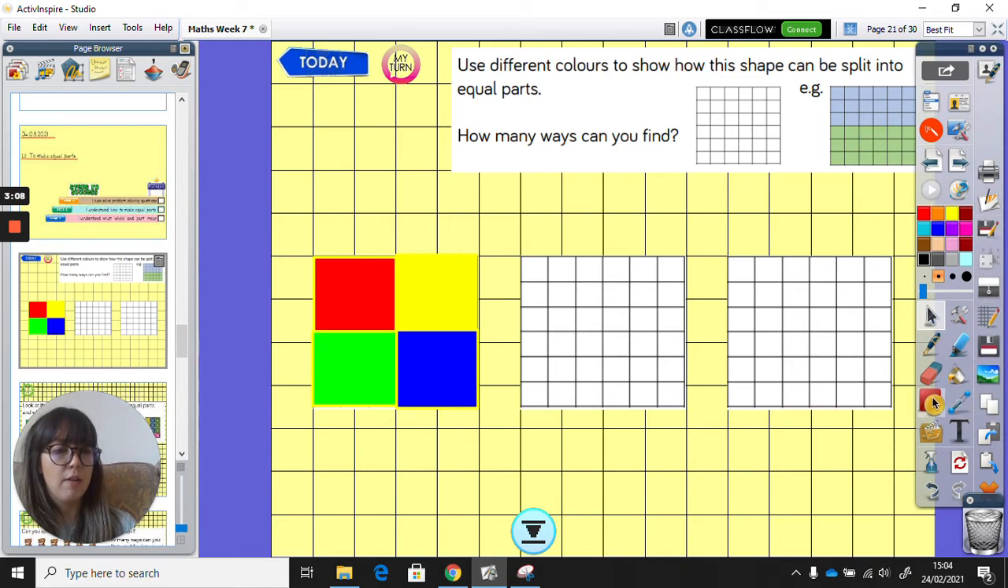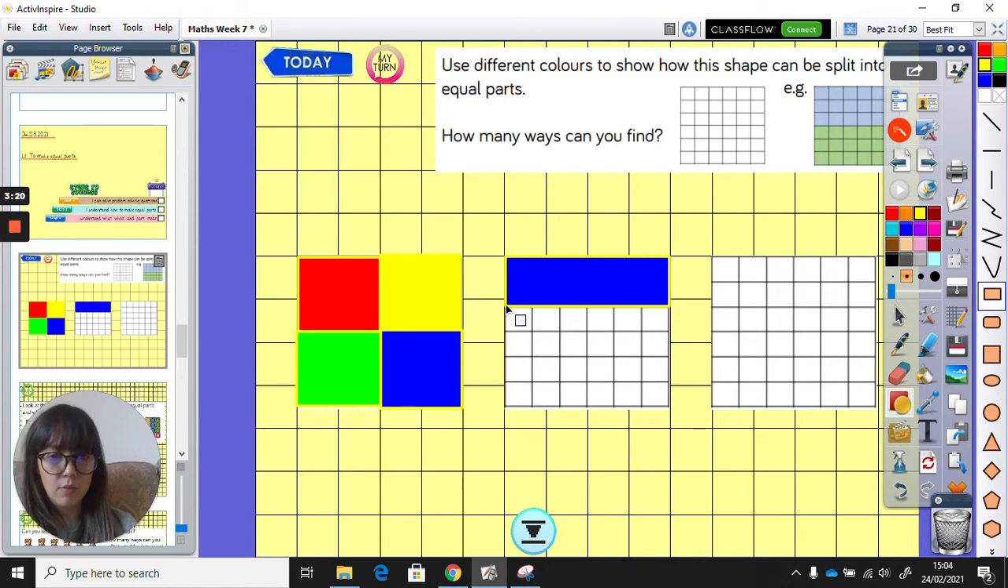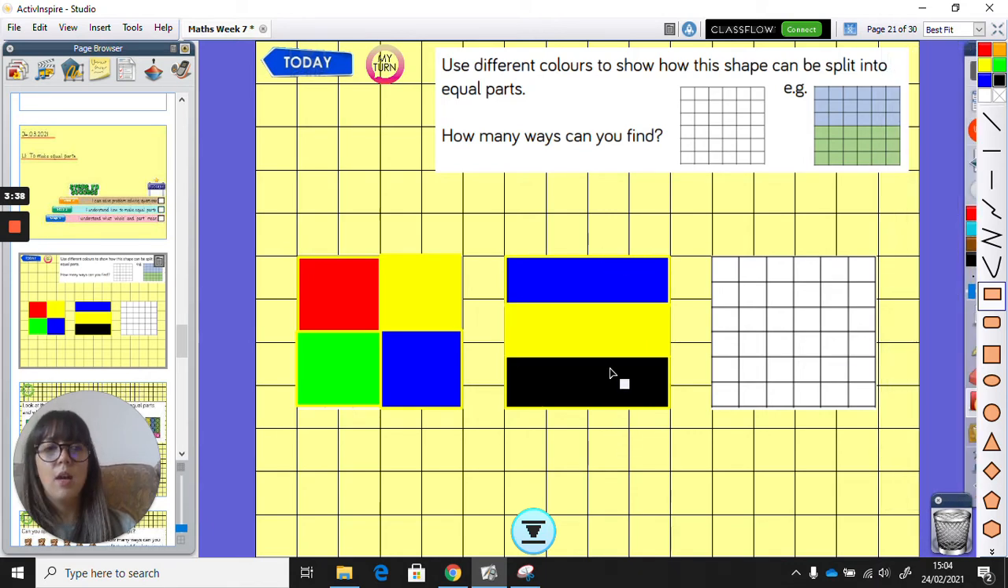I'm going to get my square up again. So I think I'm going to split across like this. 2, 3, 4, 5, 6, 7, 8, 9, 10. So that's 12, okay? So that's got 12 squares in it. So I need to make sure that this one also has 12 squares in it. And let's see if this one also has 12 squares in it. Right, so that is equal. There's 12, 12 and 12. Okay, now I've split up into 2. I've split into 4. I've split into 6.